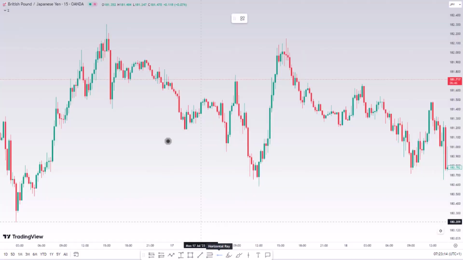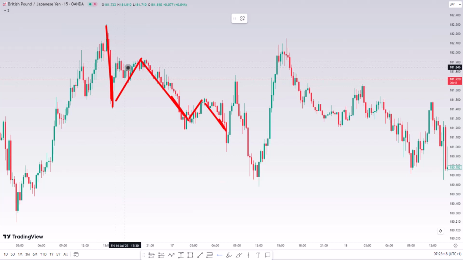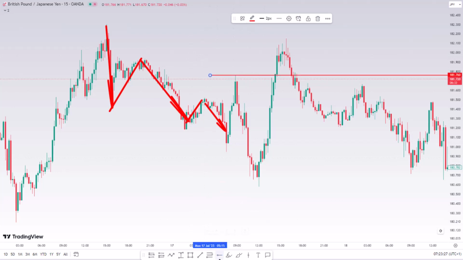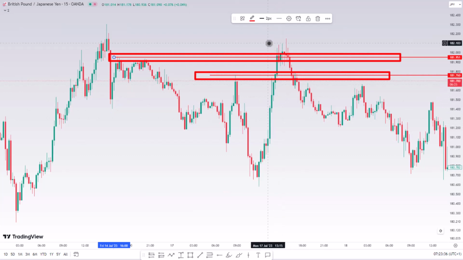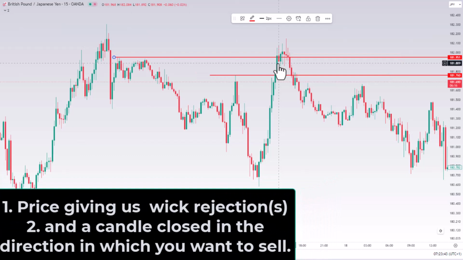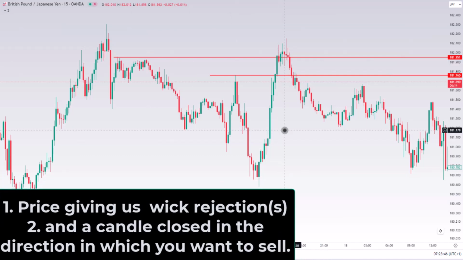Another example on GBP/JPY. If you notice, as price continues to create a series of lower lows and highs in the market on the 15-minute time frame, what happened? We now target our highs which were created in the market. Next, we wait patiently for price to approach those highs by fulfilling two criteria. One, giving us weak rejection. Two, a candle close in the direction in which we want to sell.